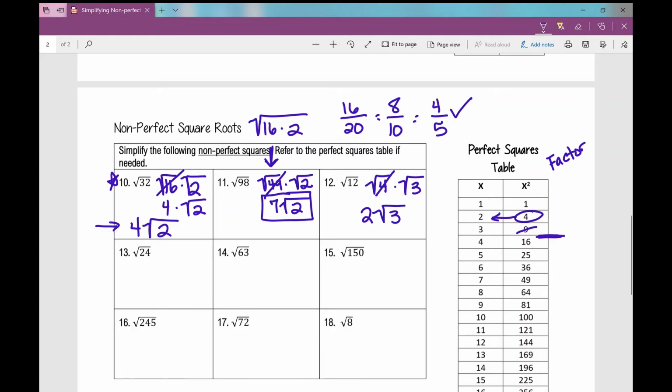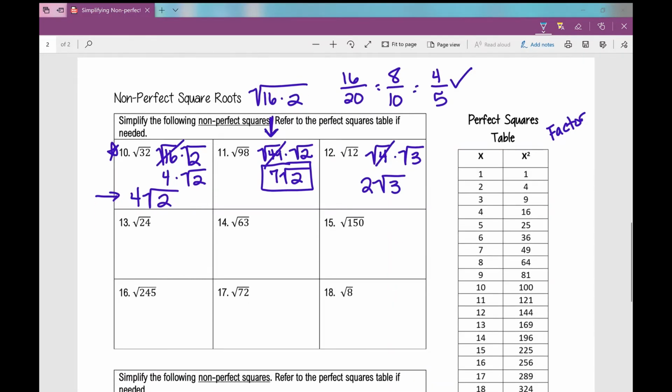Let's go to number 13, and I think I'm going to switch up my color just because I want to. So on number 13, I've got the square root of 24. So I'm going to find the two perfect squares that 24 lies between. It lies between these two perfect squares. And if you want to pause this video right now to practice finding the biggest perfect square that goes into 24, you can do that now.